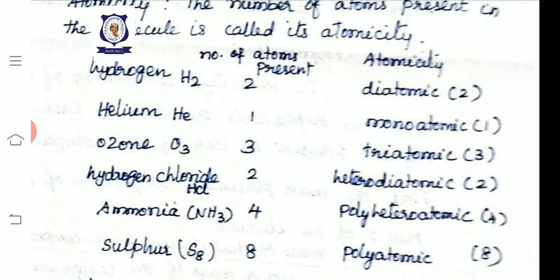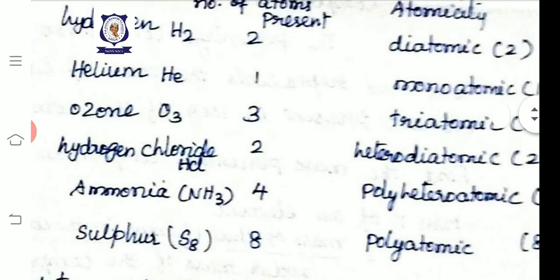Next, hydrogen chloride. Hydrogen combined with chlorine to form hydrogen chloride. One hydrogen atom combined with one chlorine. So automatically there are two atoms in the hydrogen chloride molecule. So the atomicity is 2, but the elements differ. So we use heterodiatomic molecule.